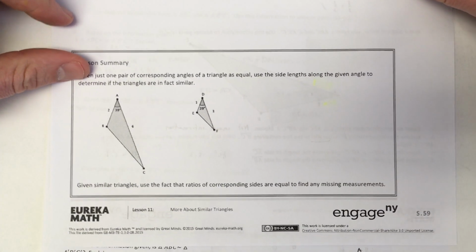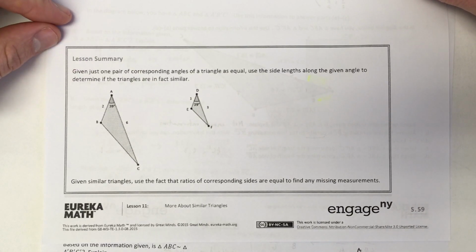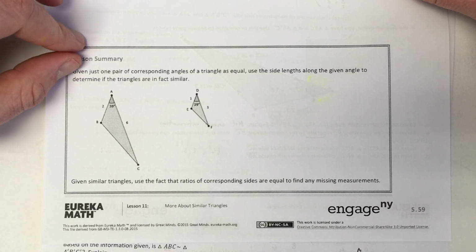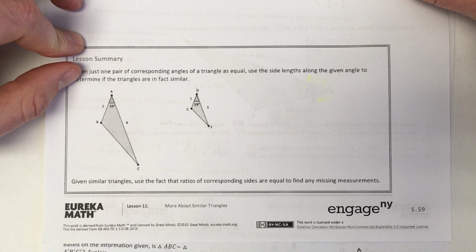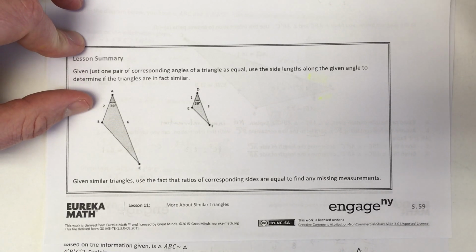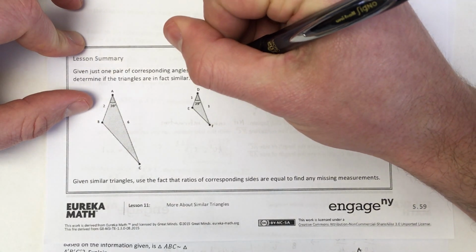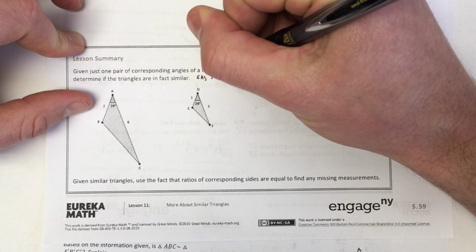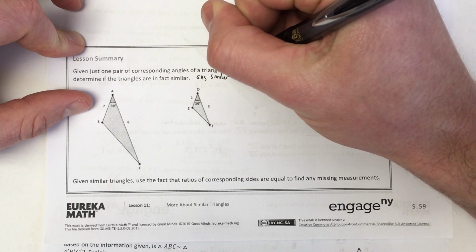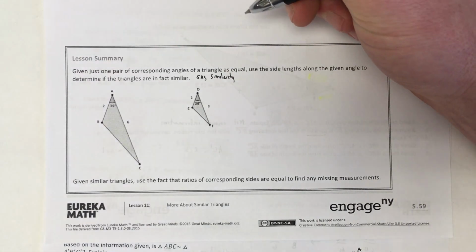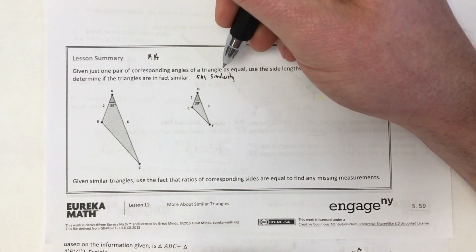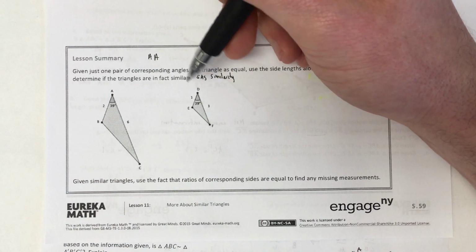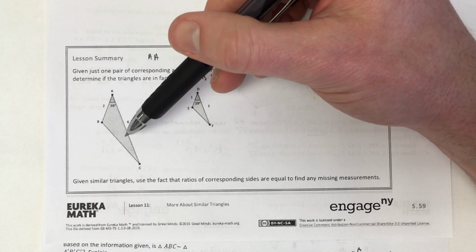And so the final thing I want to put up here is the lesson summary. Just one pair of corresponding angles of a triangle as equal. You can use the side lengths along the given angle to determine if the triangles are in fact similar. So what this is describing is side, angle, side, similarity. Okay, we already knew that we had angle, angle, and now we can potentially use side, angle, side similarity as long as the included angle and the sides are in proportion.